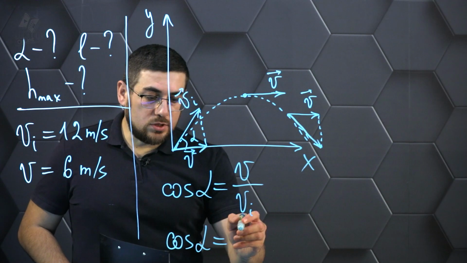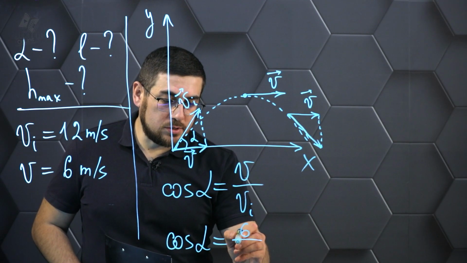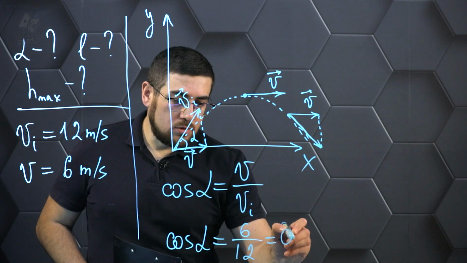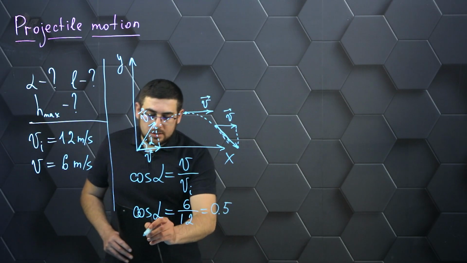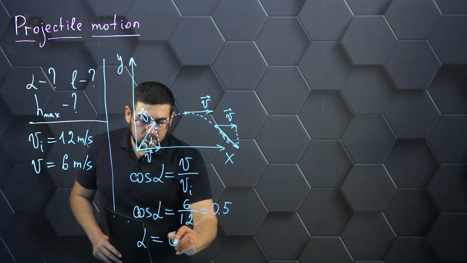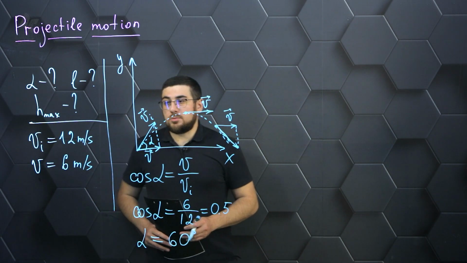The velocity at the upper point of the trajectory is 6 meters per second. The total initial velocity is 12 meters per second. The cosine of this angle is 0.5, which means that the angle of the throw is 60 degrees in this case. So, the first question, we got the answer ourselves.